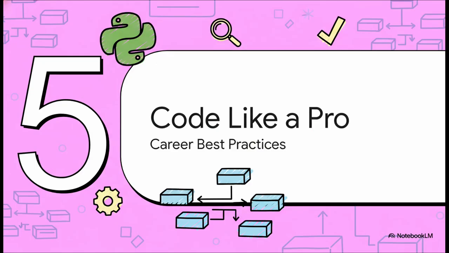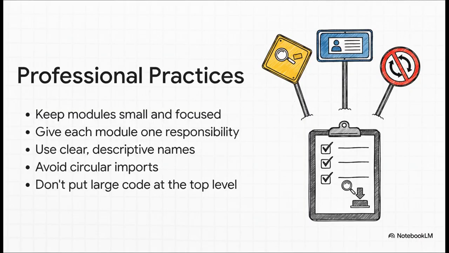All right, let's bring this all home. We've talked about the what and the how. Now let's talk about the best practices, the things that will really define your career as a Python developer. Think of these as the rules of the road. Keep your modules small and focused. Each one should do one thing and do it really well. Give them clear names so you know what they do. And please avoid circular imports. That's where module A imports B and module B imports A. It's a recipe for disaster. And that __name__ == "__main__" trick we just talked about helps with that last point.